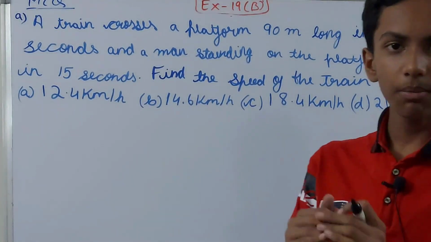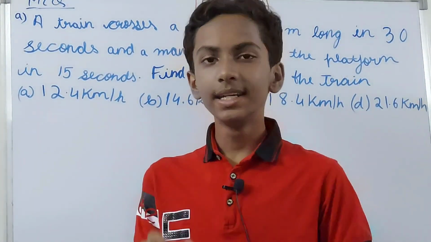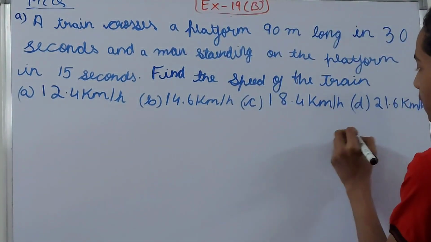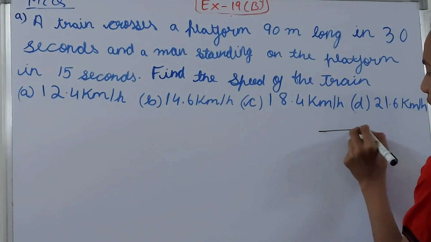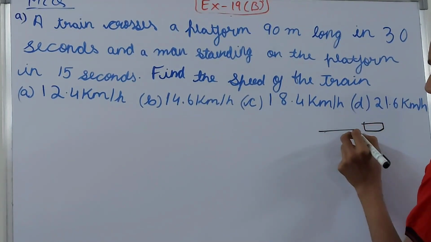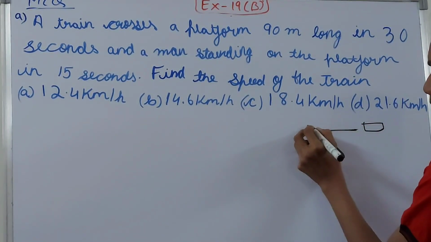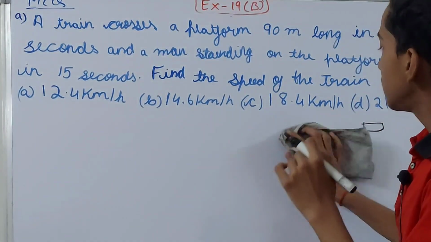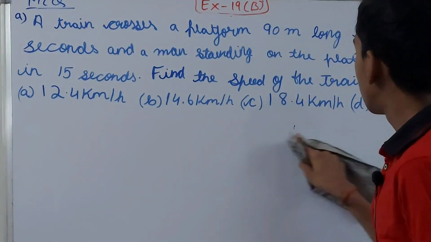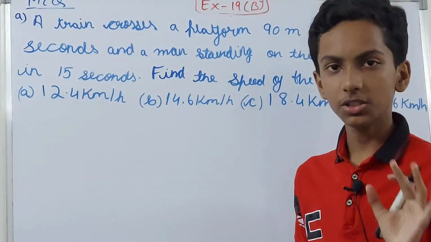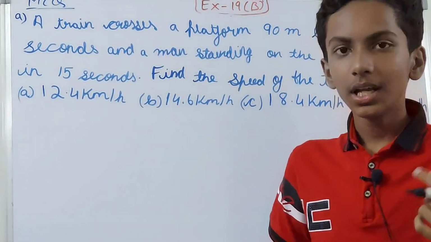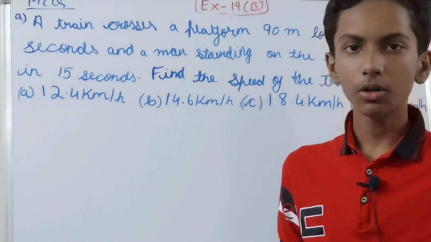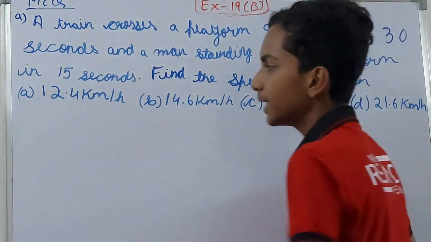So a train is crossing a platform that is 90 meters long in 30 seconds. Suppose if this much is the platform, the train is traveling its own length as well as the length of this platform to cross the platform. So the distance the train has taken to cross the platform is not just 90 meters, it is 90 plus the length of the train. What is the length of the train? We do not know, so we will assume it as x.